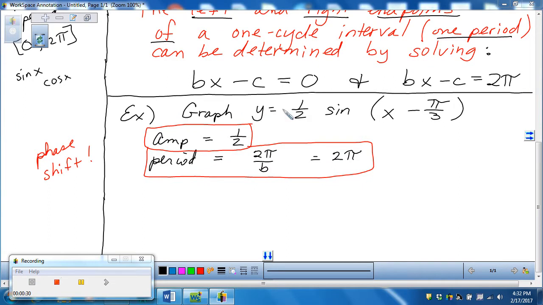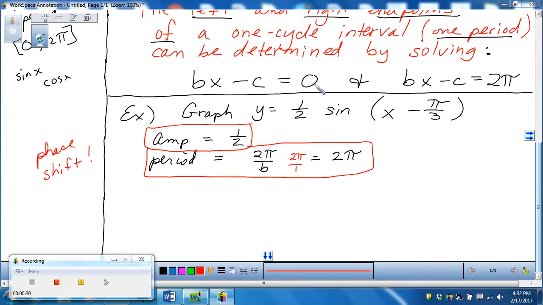We want to graph y equals 1/2 sine of x minus pi over 3. The first thing we notice is that our amplitude is 1/2, the absolute value is 1/2. Our period is 2 pi divided by b, and in this case b is equal to 1, so our period is 2 pi. Okay, so we've got our period now. Now we want to take into consideration that we have a phase shift here of pi over 3.